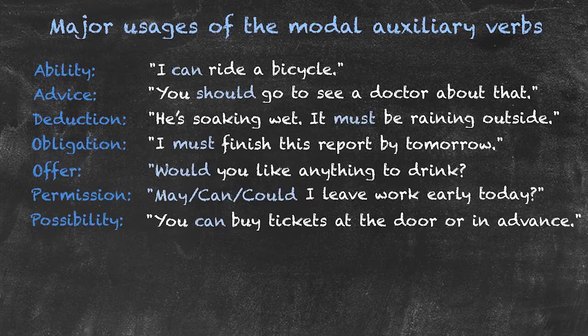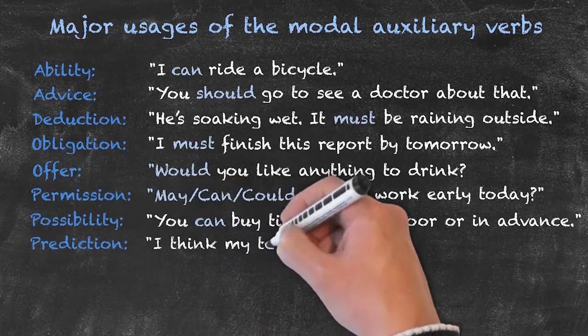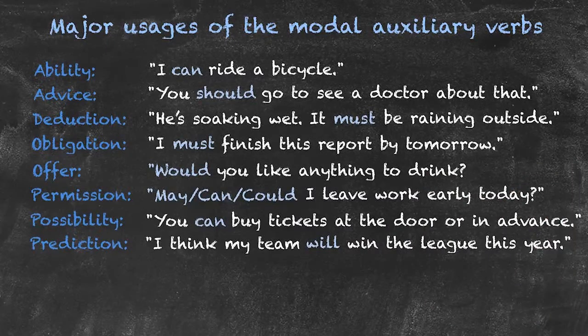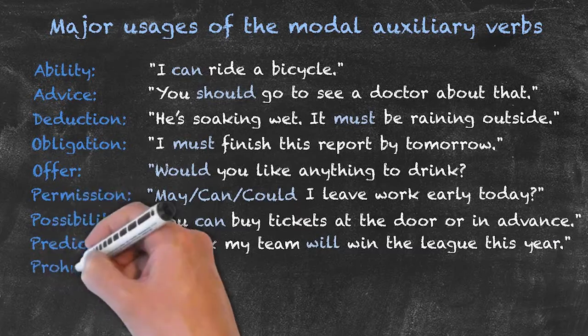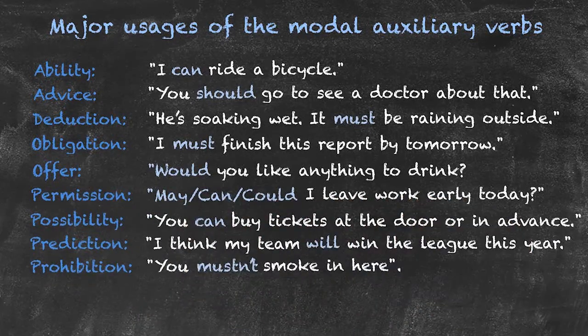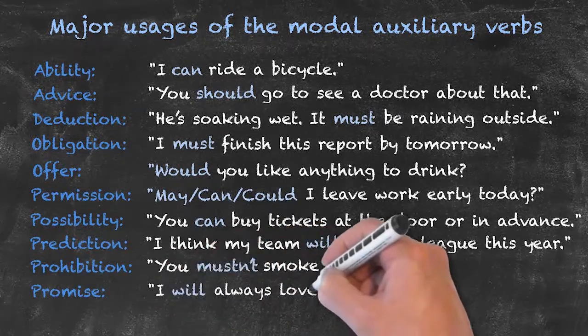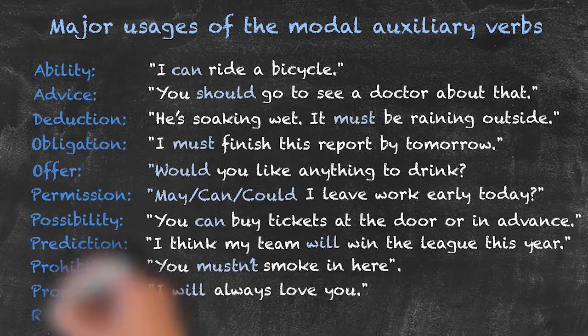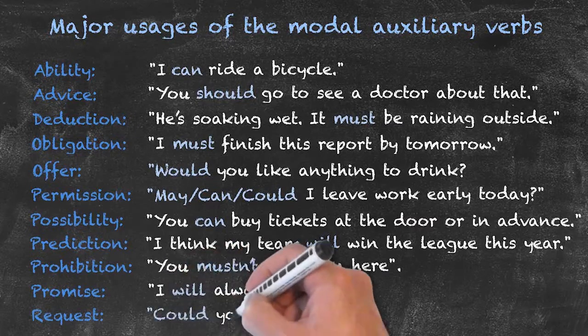You'll see that we use can here for ability and can for possibility. We're using must for obligation and must for deduction, so the usages are interchangeable. Now let's have a look at prediction. I think my team will win the league this year. I don't know that my team will win the league, but I'm predicting that they will. Prohibition. You mustn't smoke in here. Promise. What do people say when they get married? I will always love you. And finally, a request. Could you help me with this?